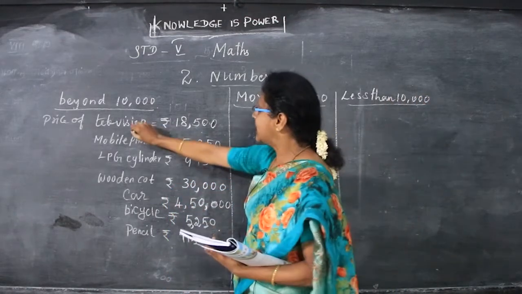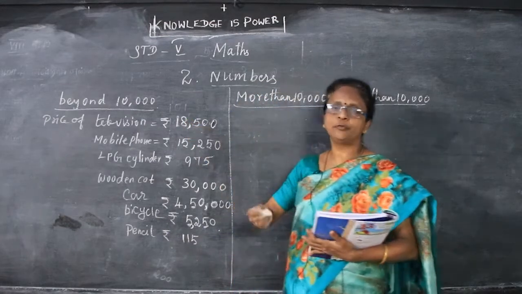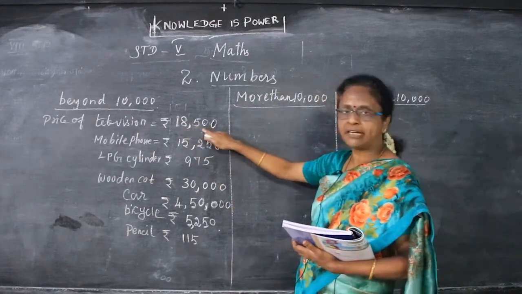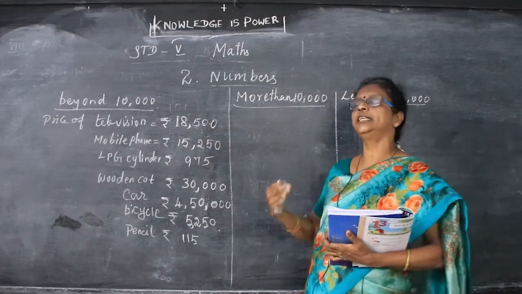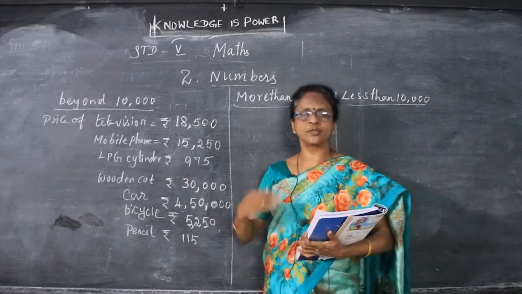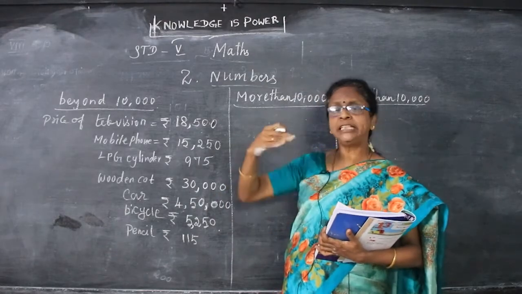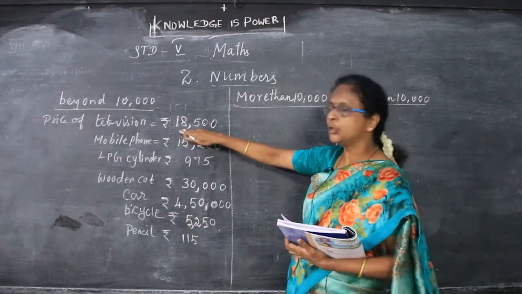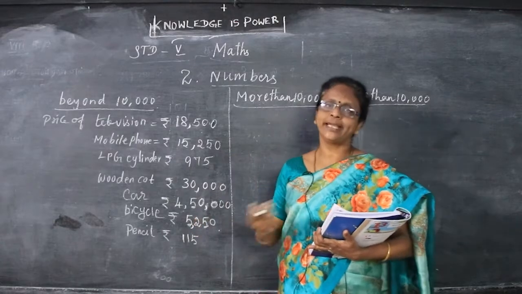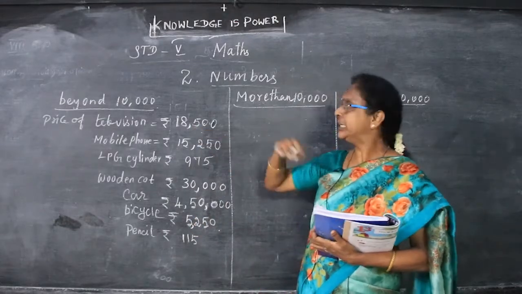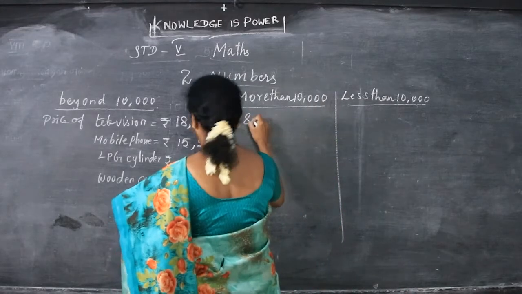So here the price of a television is 18,500. How are we pronouncing 18,500? So 18,000 is more than 10,000. Say the numbers 1,000, 2,000, 3,000, 4,000, 5,000, 6,000 like that. 7,000, 8,000, 9,000, 10,000. After that it keeps increasing. So then 11,000, 12,000, 13,000, 14, 15, 16,000, 17,000, 18,000 like that it comes. So it has gone beyond 10,000. So more than 10,000 is 18,000.